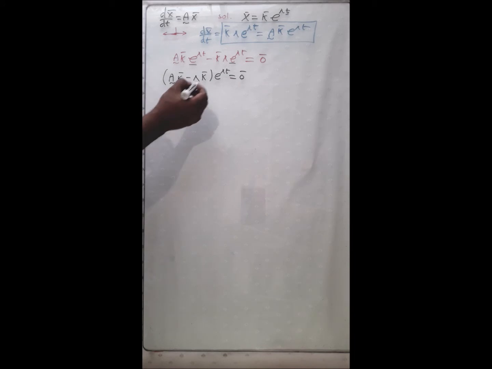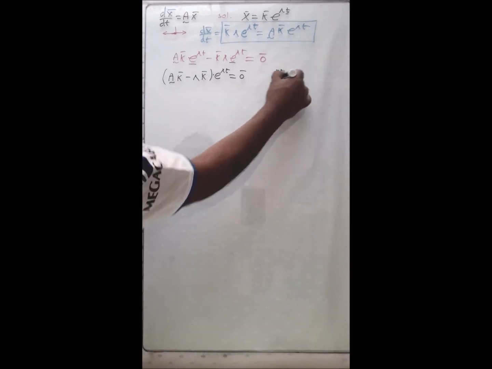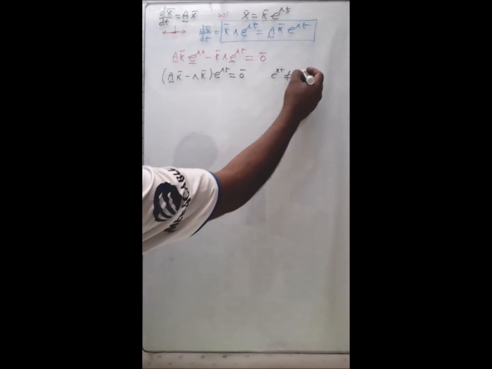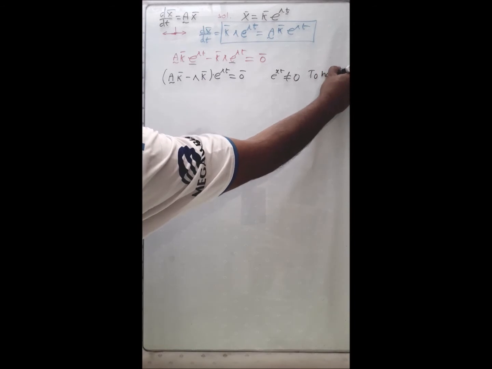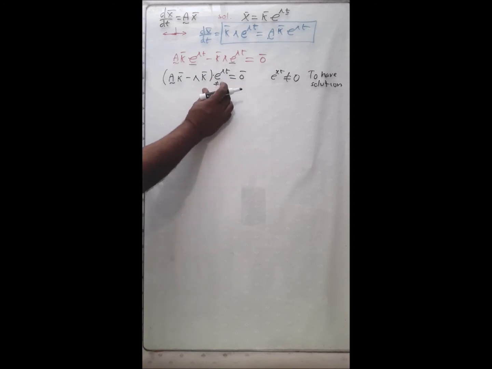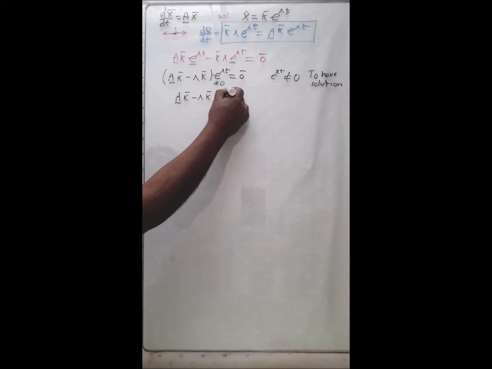Okay, because we have a multiplication here, we have two options. Either this is 0 or the exponential is 0. But the exponential of lambda t cannot be 0. Why can it not be 0? Well, if this exponential is 0, then we have x vector equal to 0. So if we have the exponential equal to 0, then we don't have a solution. So we need the exponential to be different than 0 to have a solution. Okay, so because this cannot be 0, then the only thing that can be 0 is the left. So the only thing is A matrix k vector minus lambda k vector equal to 0 vector.